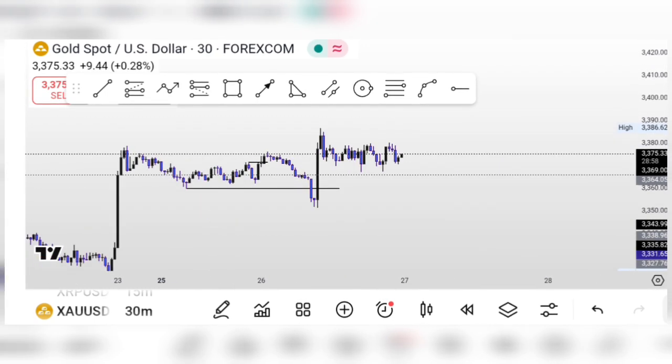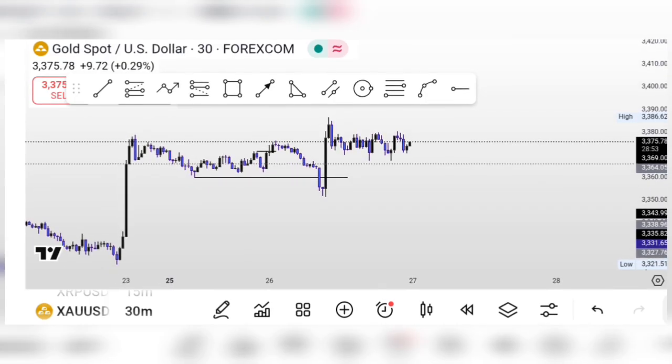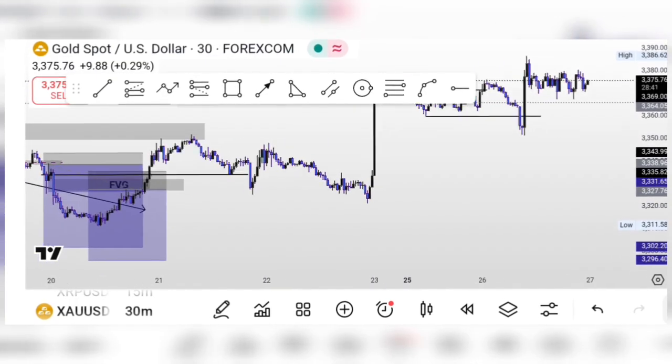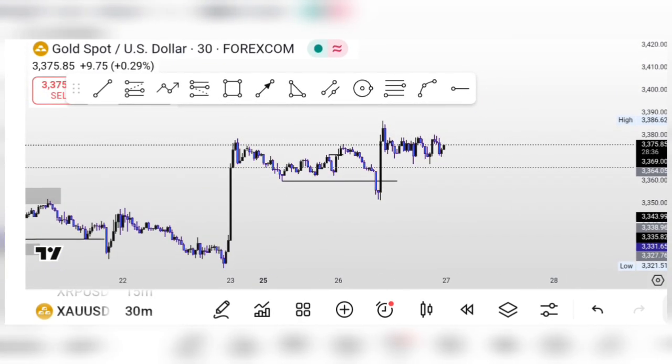So first of all, we'll teach you what market structure is. That is what you need to know. Market structure simply shows the direction of the market. Are you getting me? The direction of price movement. It is how the price forms highs and lows over time, helping us read the story behind the candles.